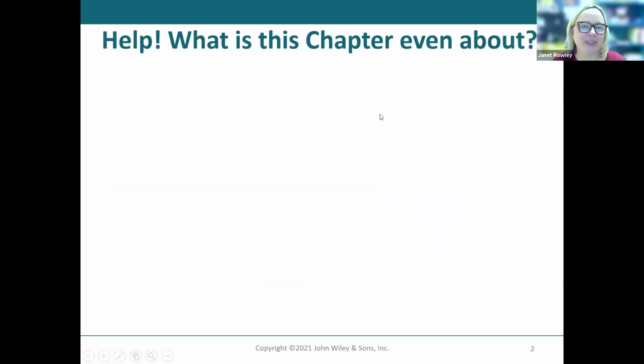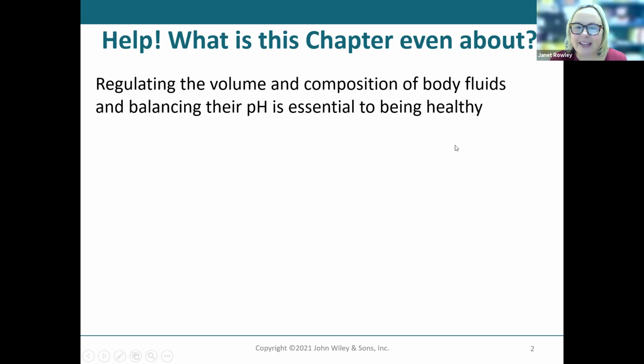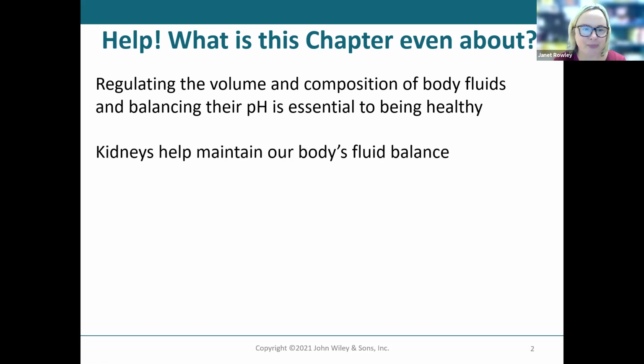All right. So, what is this chapter even about? This doesn't make any sense. What's fluid, electrolyte, homeostasis? What is all this? Regulating the volume and composition of body fluids and balancing their pH is essential to being healthy. So we need to keep our blood a certain pH, need to have a certain amount of sodium, a certain amount of potassium, all those sort of things in order for our body processes to work properly. So it's about how our body does that.